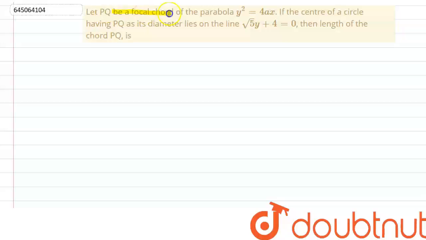Hello, today we have a question. The question is, let PQ be a focal chord of the parabola y square equal to 4ax. If the center of a circle having PQ as its diameter lies on the line root 5y plus 4 equal to 0, then we have to find the length of the chord PQ. Let us see how to do this here.